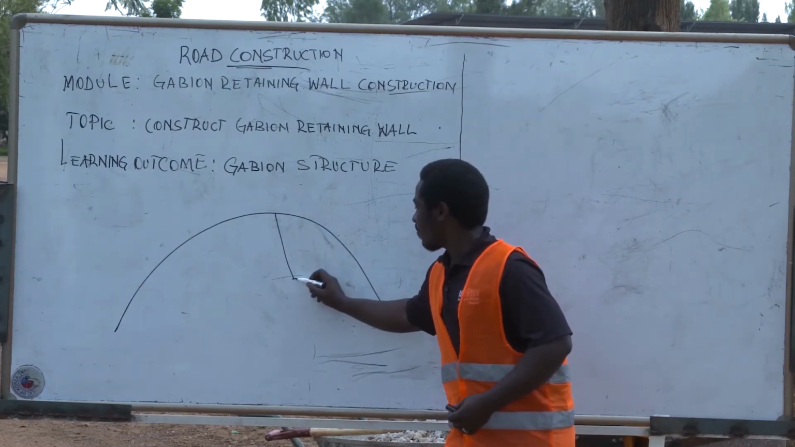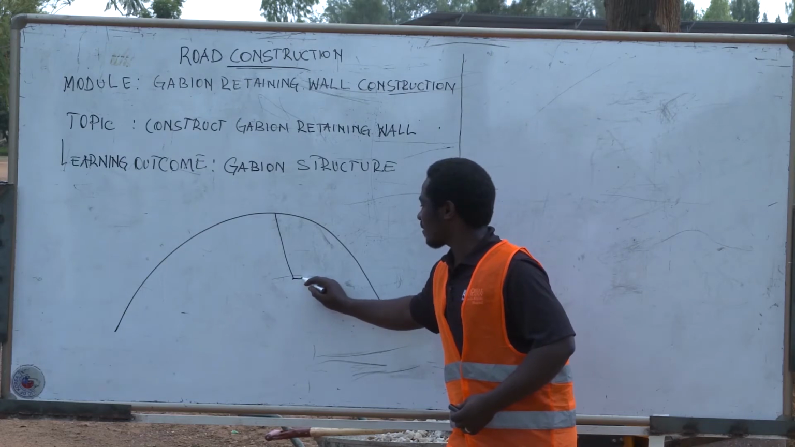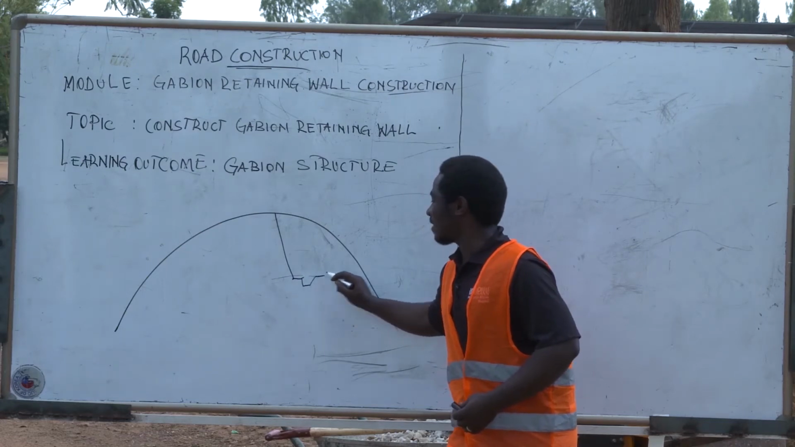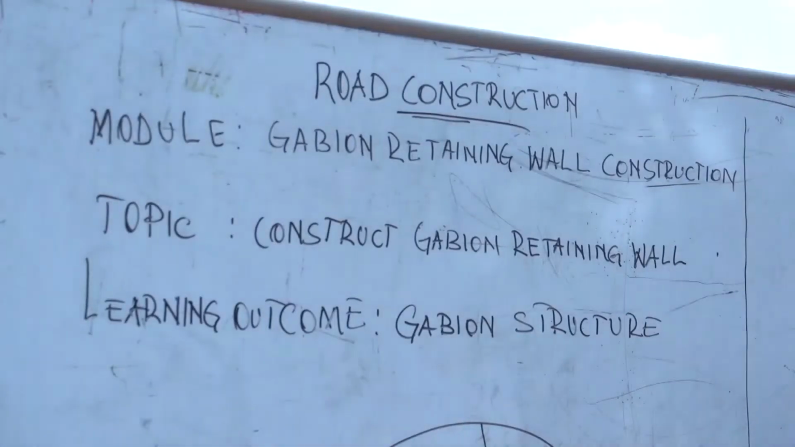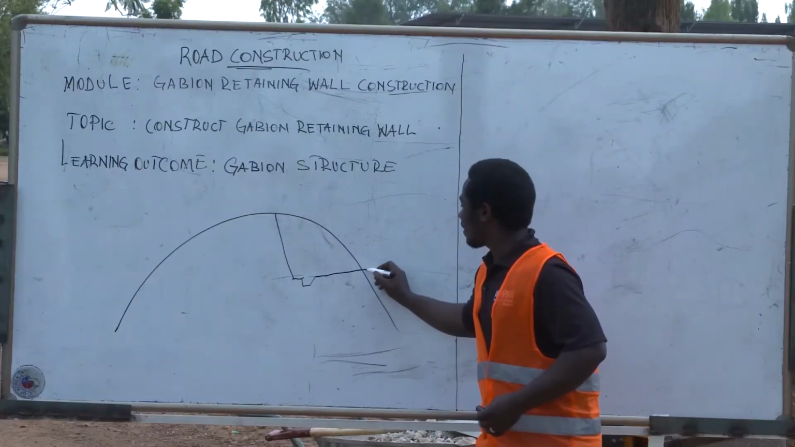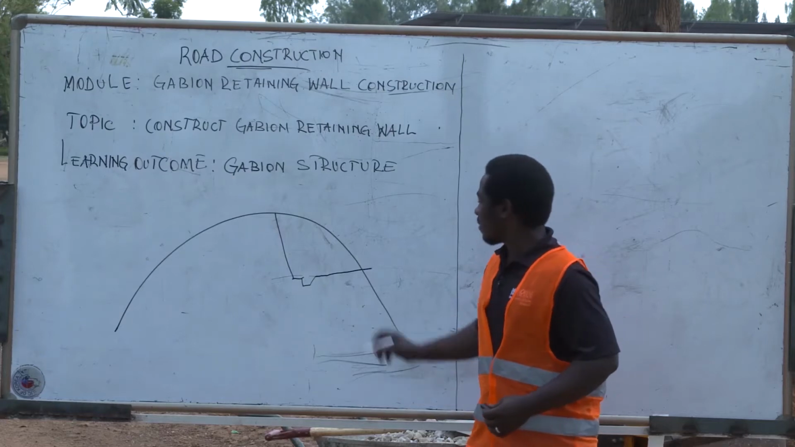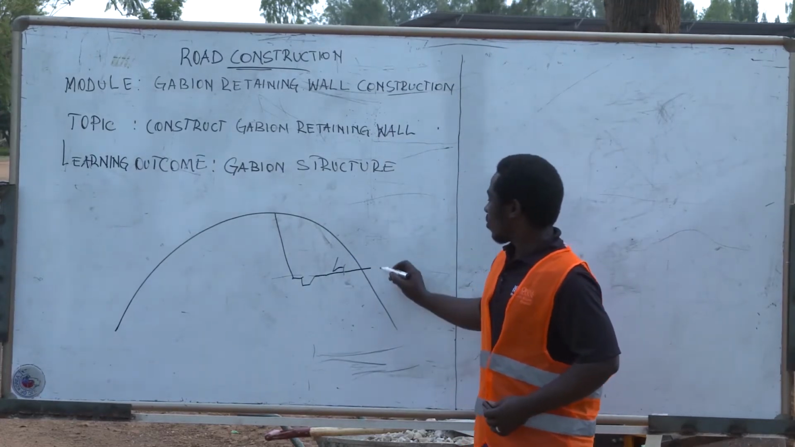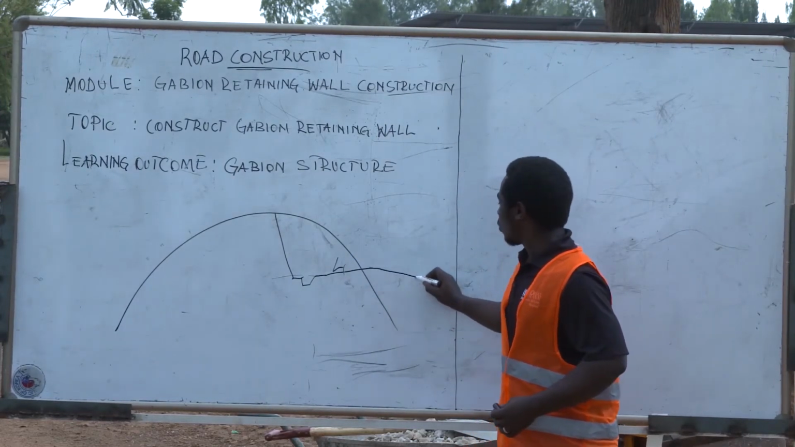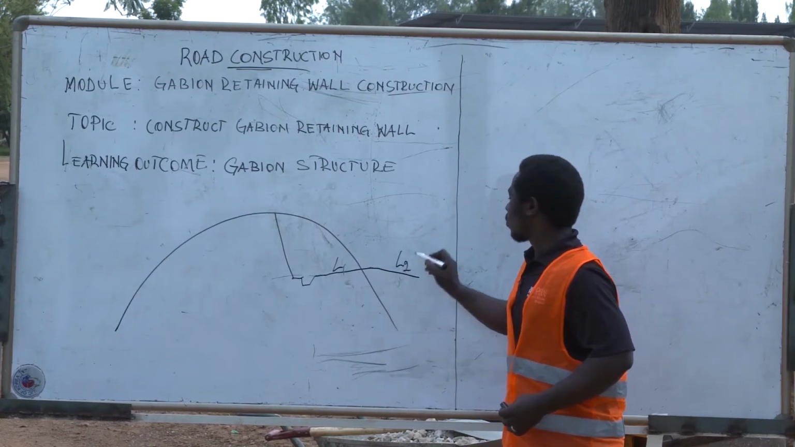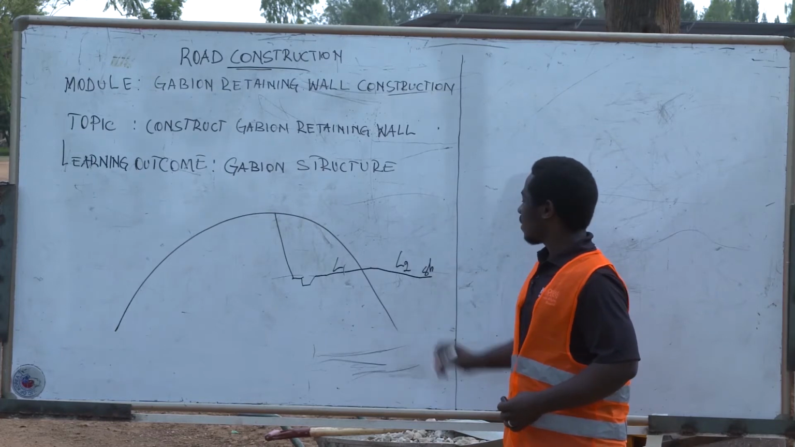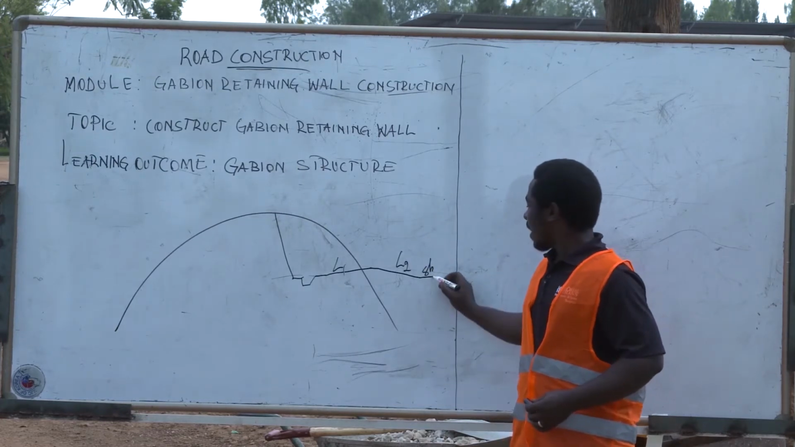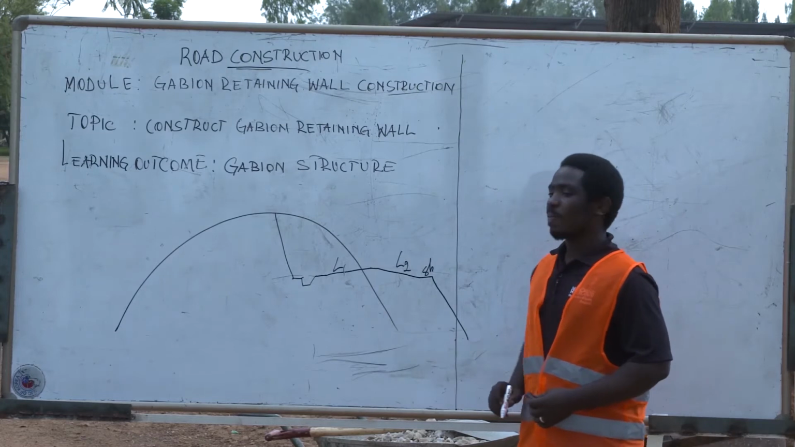Here we will provide the side drainage or side ditches, and then we provide the shoulders, and then we need to provide the lane. This is lane 1. We need also to provide lane 2. This is lane 2. And also we need to have a shoulder. This is a shoulder. And then we have here slope.